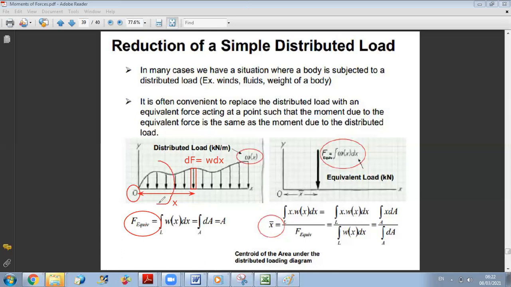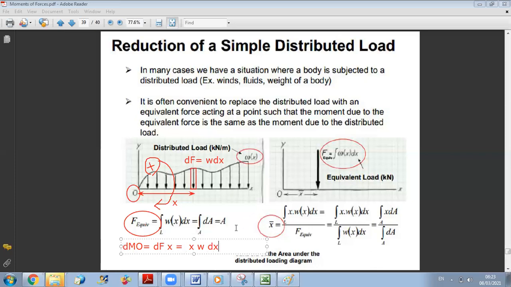If I consider the clockwise as positive, so here all my elementary forces dF will produce a positive moment about O. This is why I can say that the elementary moment dM, what I mean by elementary moment, the moment of a small force dF, is dF times the distance x. Okay, of course I'm getting moment about O. And if I replace dF by its value, which is omega dx, I end up with x omega dx. This is the elementary moment about O.